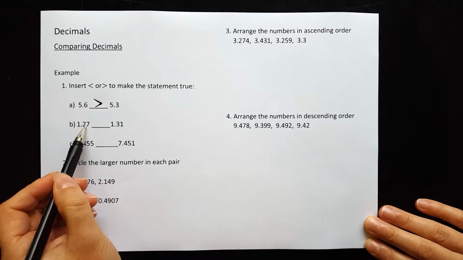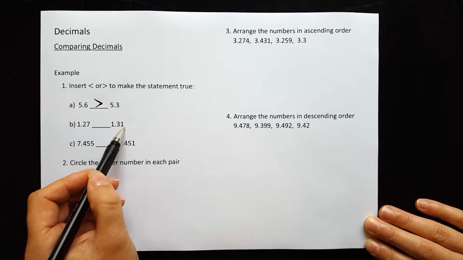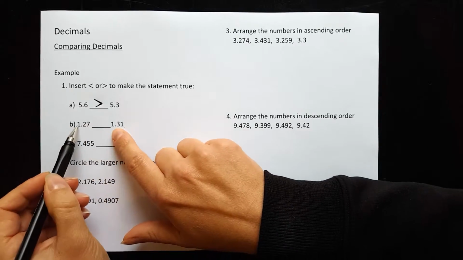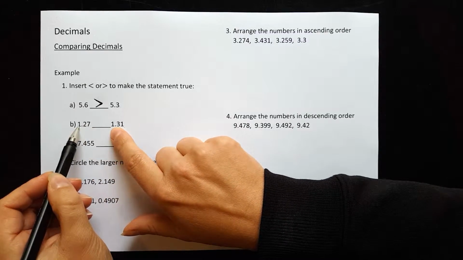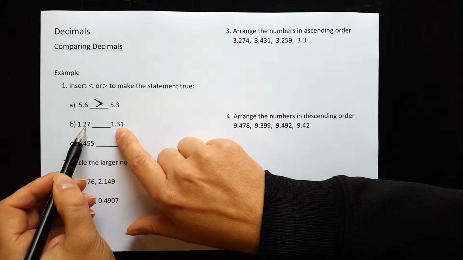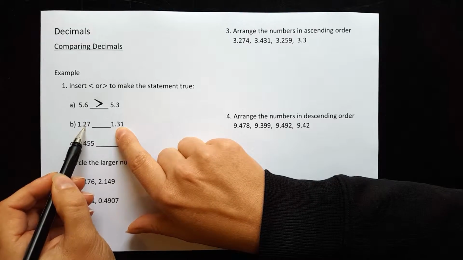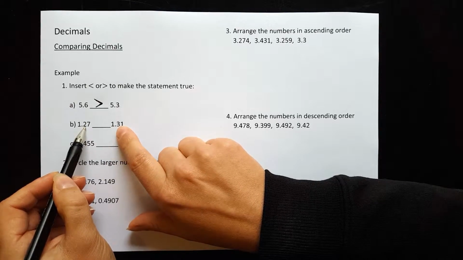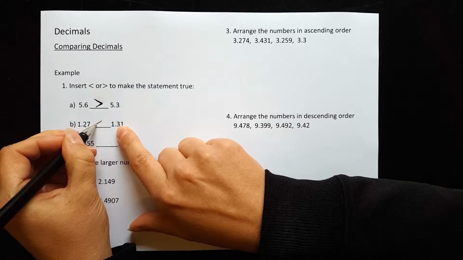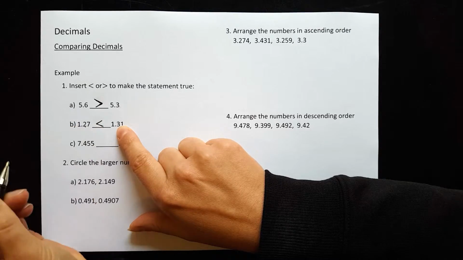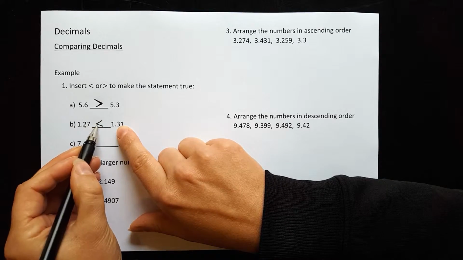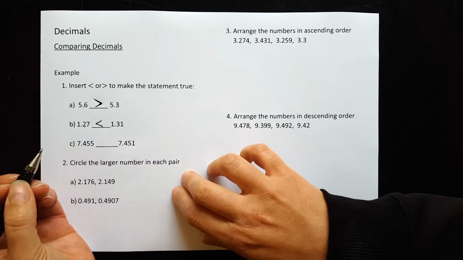We have 1.27 and 1.31. Well, they both have a 1 in the ones position, but in the tenths position, this number has only 2, whereas this one has 3. So that means that this number is smaller, this number is bigger. So pointing to the smaller number, we need the less than symbol. 1.27 is less than 1.31.